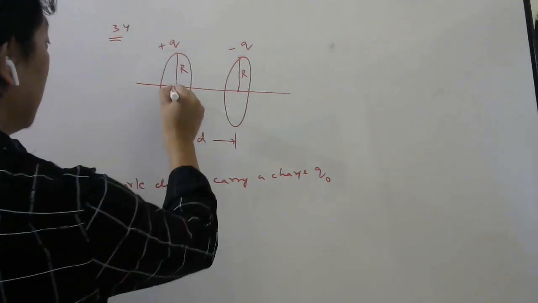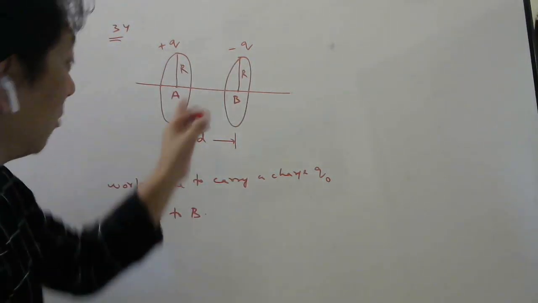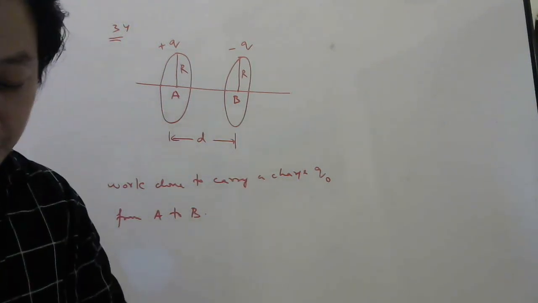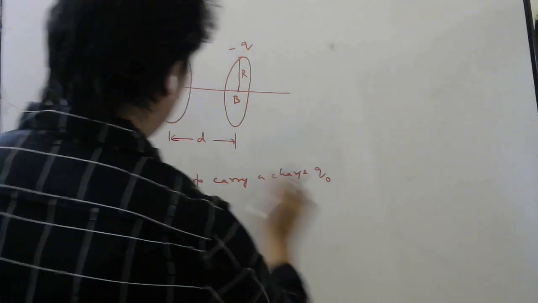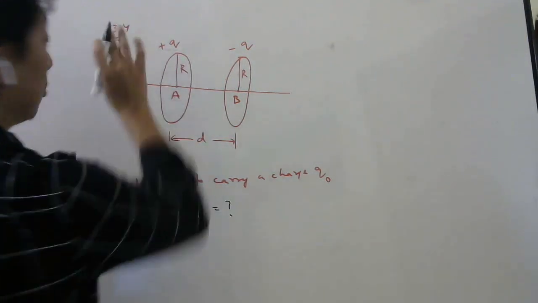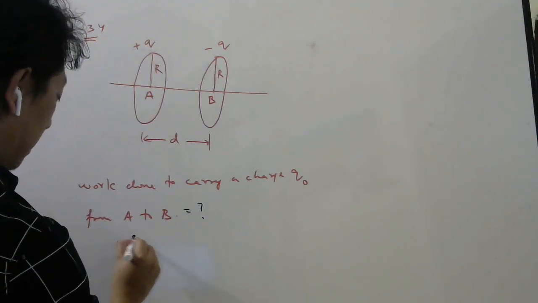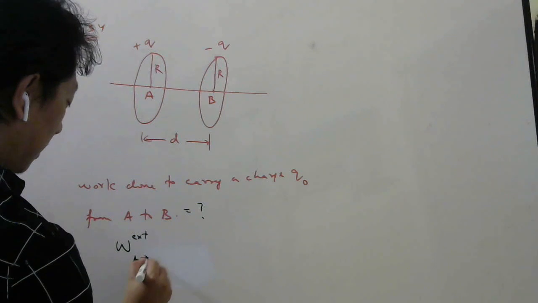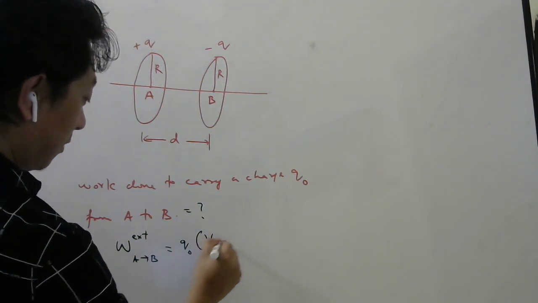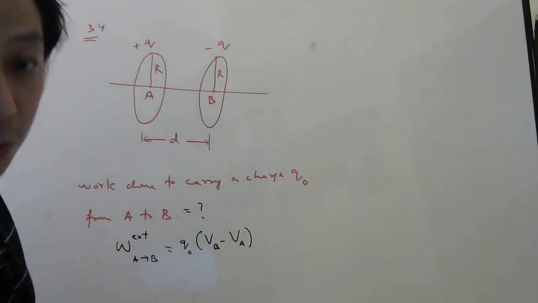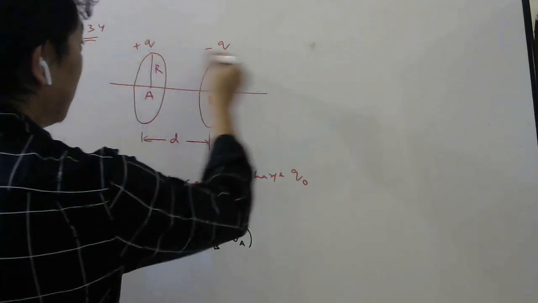And where are A and B? The centers of the two rings. Which center it doesn't matter, you can have A here or there, that doesn't matter. So now you be very careful. The work done to carry a charge Q naught from A to B, this is the question number 34. Now, I hope all of you remember the work done by any external agency to carry a charge Q naught from A to B. What is the formula? Q naught into VB minus VA. So what I need to first do is find the potential at A and B due to this source charge.